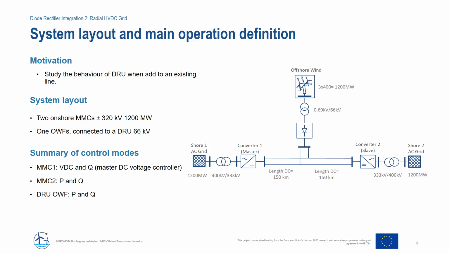The MMC stations are controlled in a standard master-slave operation. MMC1 in the picture is the master and sets the HVDC voltage, whereas MMC2 works on an active power set point. To implement the protection strategy during faults, necessary AC and DC breakers are included.